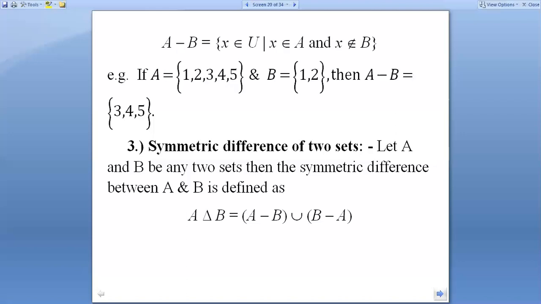So in the same way, if we have two sets, say A and B, for example A is equal to 1, 2, 3, 4, 5 and B is equal to 1, 2, then A minus B means only those elements will remain जो सिर्फ A के पास हैं, B के पास नहीं. That is, B के पास क्या था? 1, 2 था और A के पास क्या है? 1, 2, 3, 4, 5. So A minus B will give us 3, 4, 5.